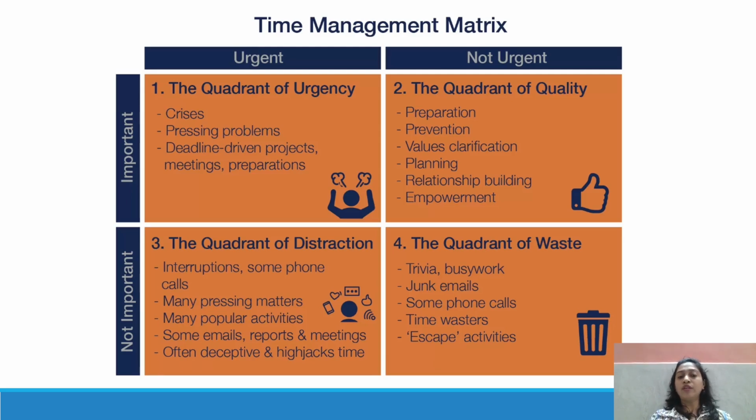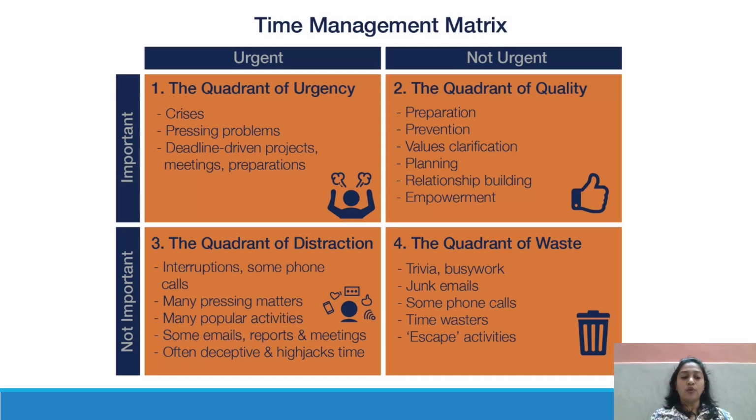So the quadrant of urgency is the crisis: pressing problems, deadline-driven projects, meetings, preparations that are urgent and important. Then important but not urgent is the quadrant of quality: preparation, prevention, value certification, planning, relationship building and empowerment. That is important but not urgent, correct?